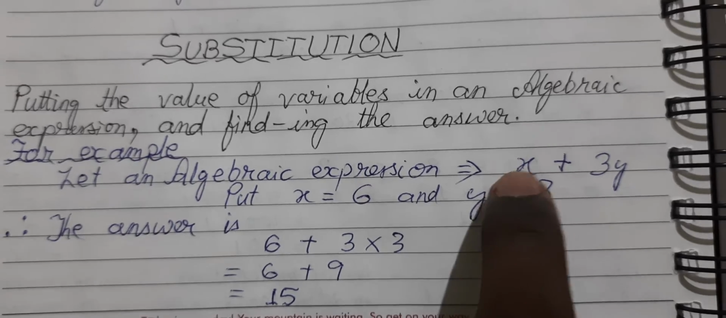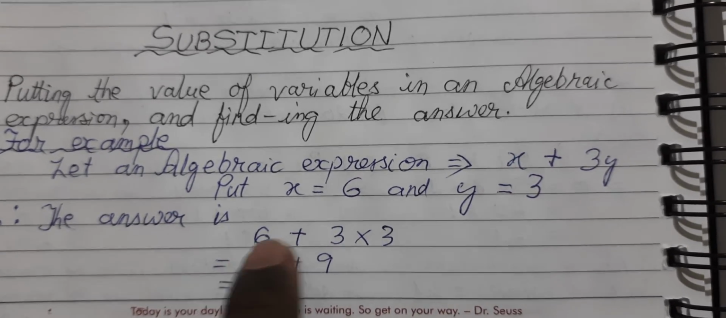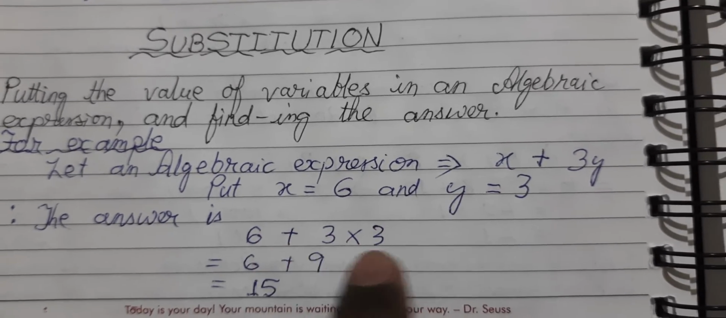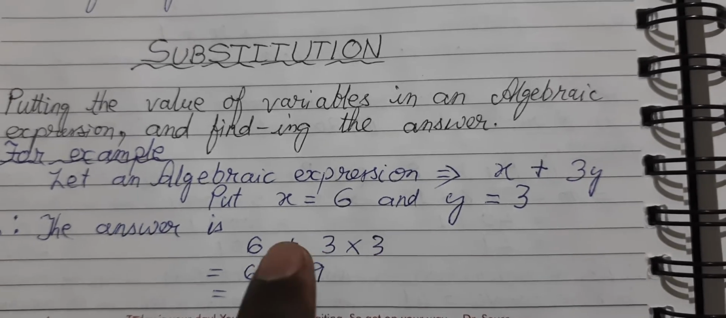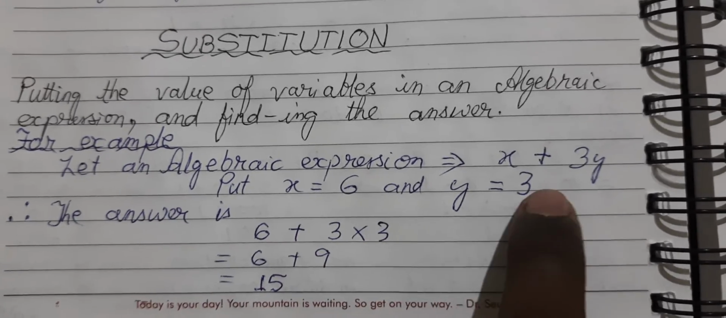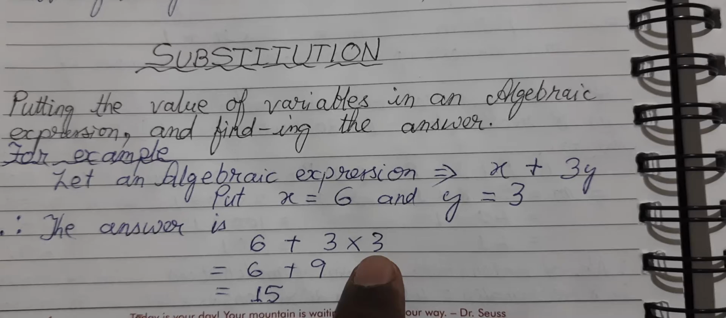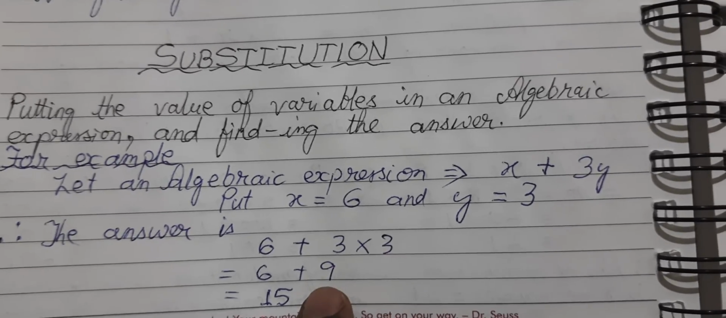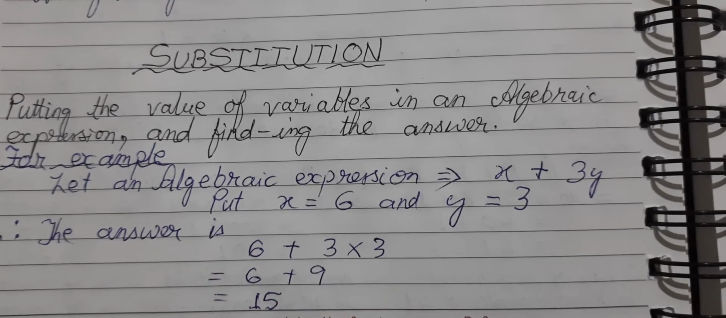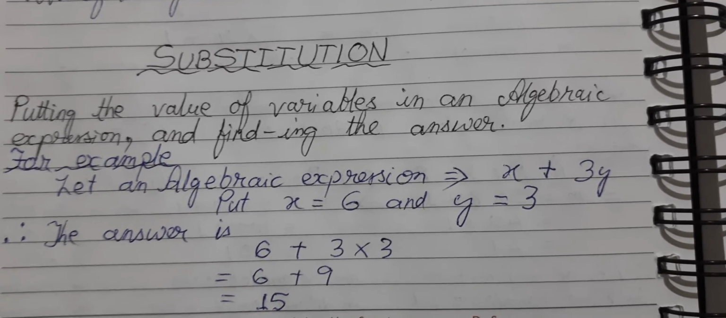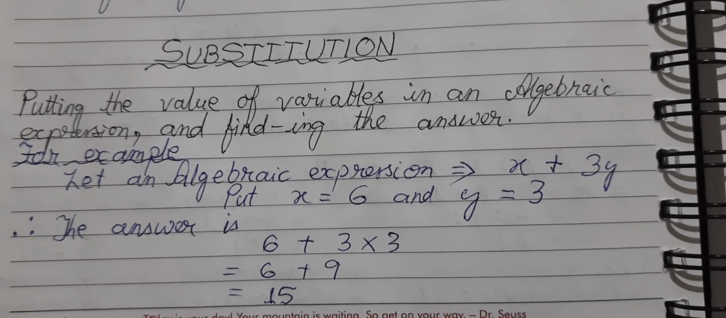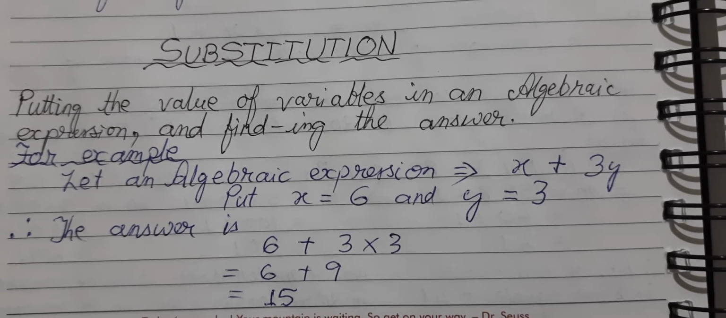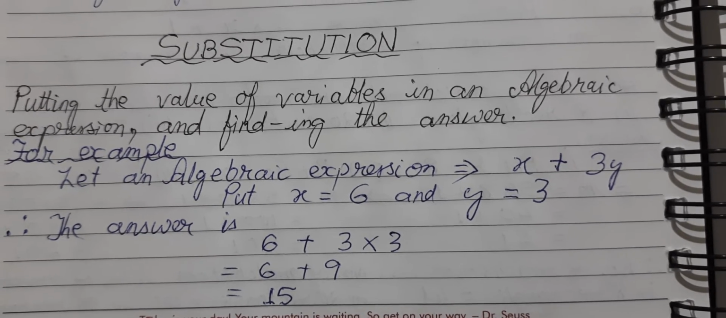So we have x is 6 plus 3 into y. So 3 into, what is y? Y is also 3. So 3 into 3. When you solve this, 3 into 3 is 9. 6 plus 9 gives you 15. So the answer by substitution is 15.